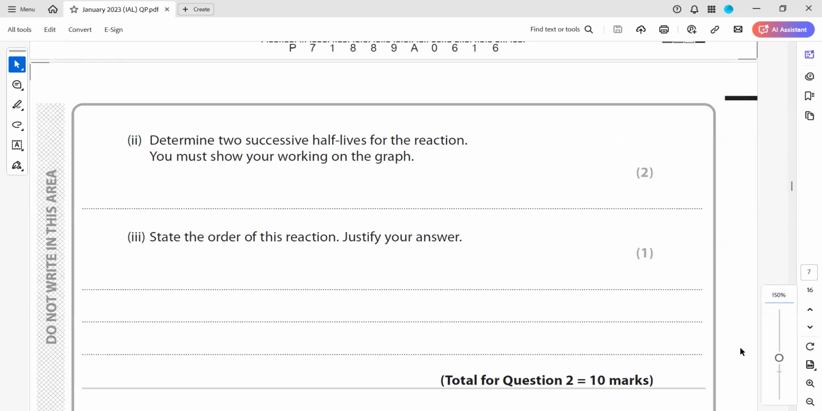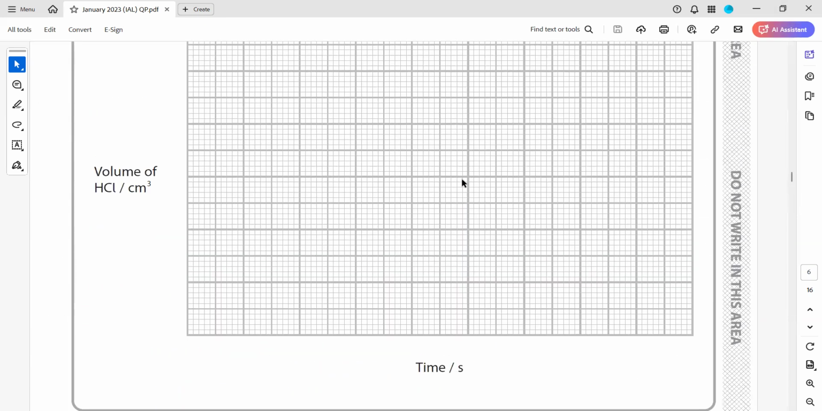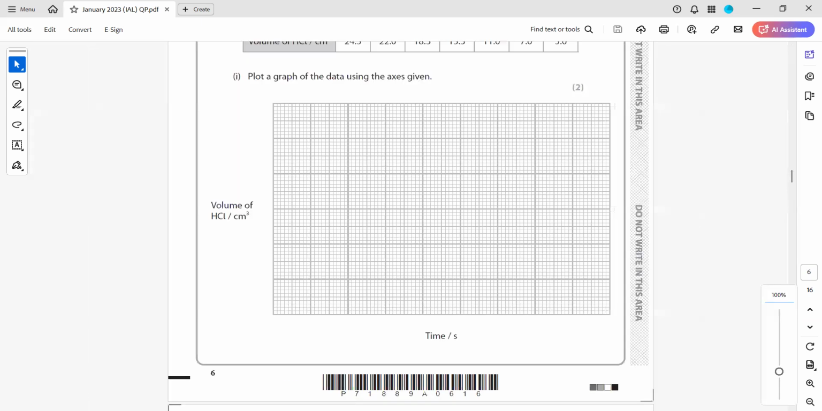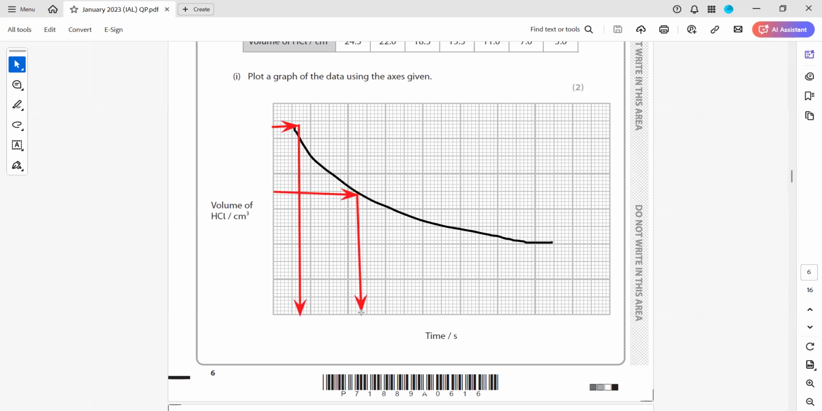Determine the two successive half-lives and state the order. So how do we determine a half-life? Look, once you sketch a graph, you will have your results. So you will determine, for example, say this is a first value. You will take half of it; that will be the second value. And the interval will be a half-life. Then you can take any other two values, or the second and the third value. So let's say you took this value and another value, and you also worked out the half-life.